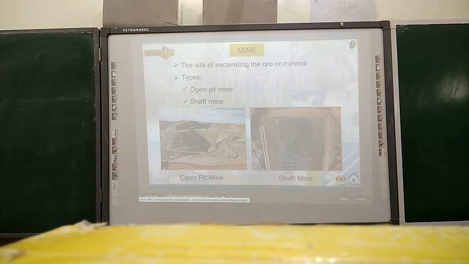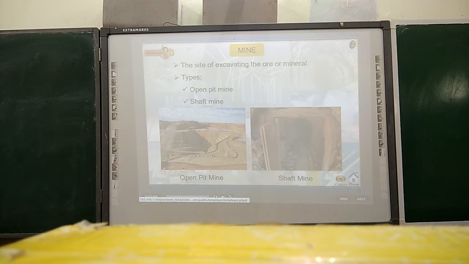If you take the word mine, the site of excavating an ore or mineral is called a mine. Site means a place where you are going to excavate the ore or mineral. The place where we are going to dig out the minerals, that area can be called a mine. So generally the mines can be classified into two types. One is open pit mine, second is shaft mine.